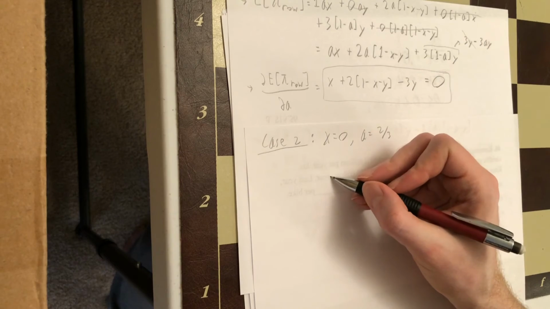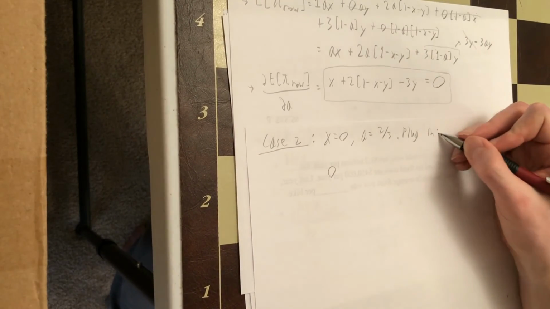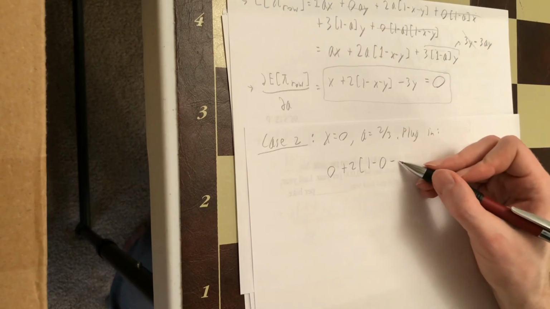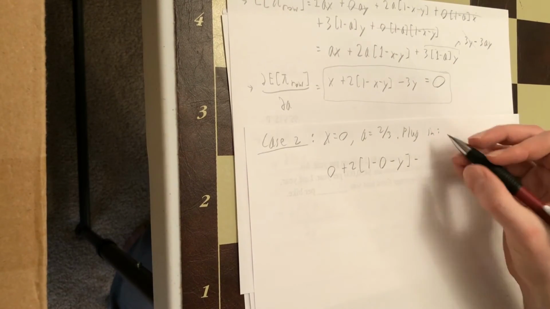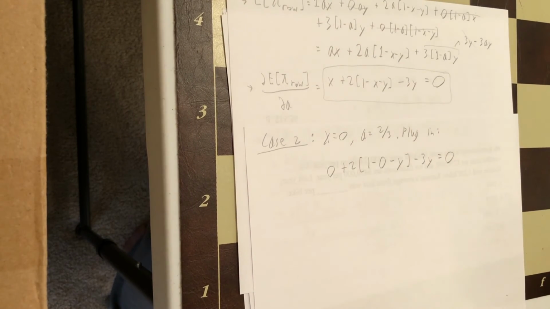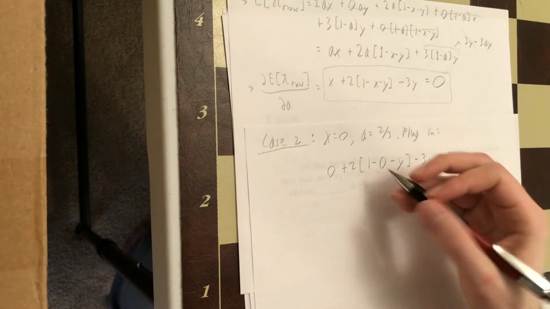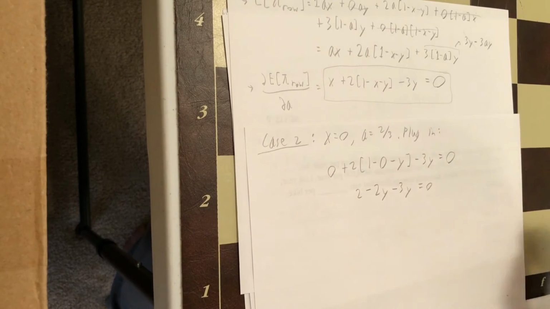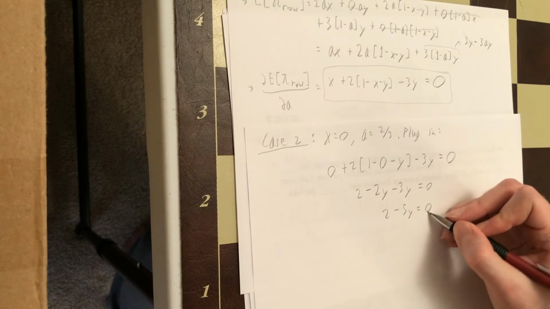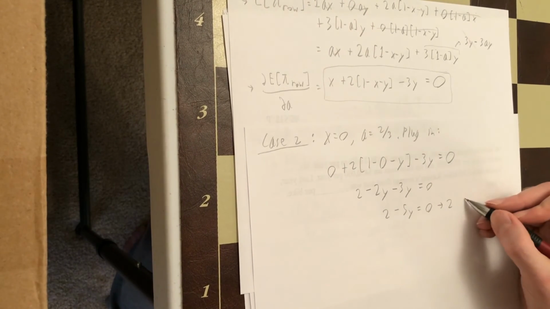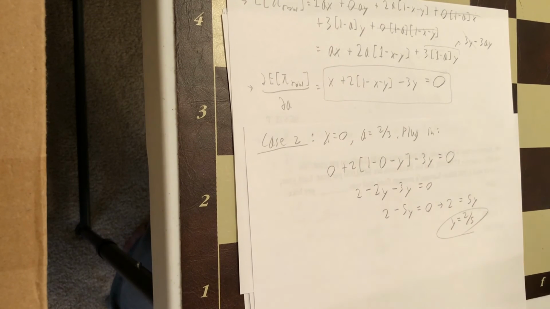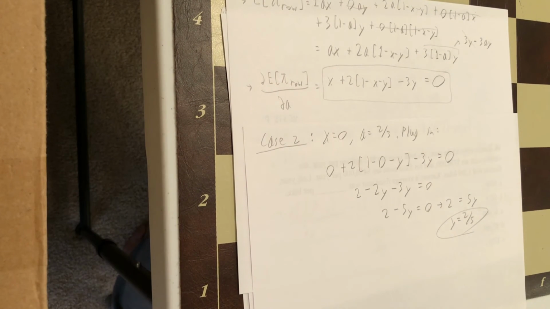So if x is 0, then we get 0 plus 2 times 1 minus x, but x is 0, minus y. We have to solve for y, so that's going to stay. Minus 3 times y is 0. So that just goes away, and we expand this, we get 2 minus 2y minus 3y is 0. 2 minus 5y is 0. Push that 5y to the other side, 2 equals 5 times y, which means y is 2 over 5. 2 over 5 is in that 0 to 1 range, so that is a valid probability. So that one works.